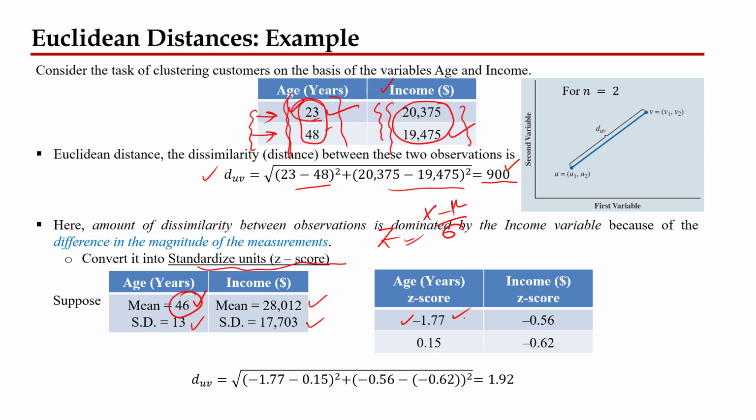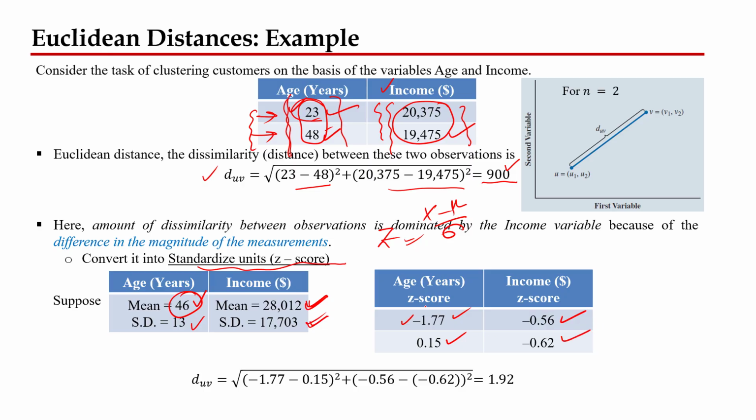So we will get minus 1.77 corresponding to 23. Same is the case against the 48: 48 minus 46 divided by 13. So we are getting this value. Similarly, with respect to the age, 20,375 minus this mean value divided by the standard deviation, we got the z-score. Then 19,475 minus mean divided by standard deviation, we got the z-score.